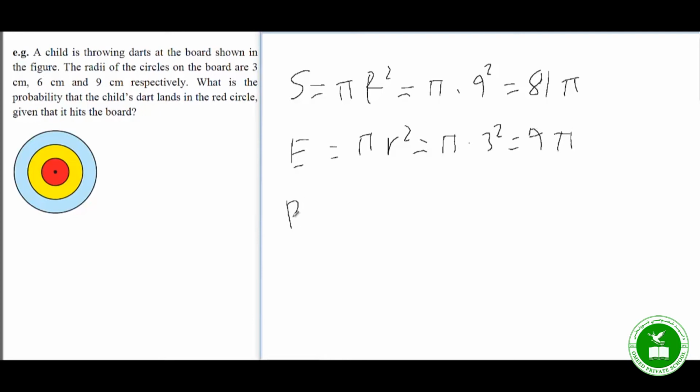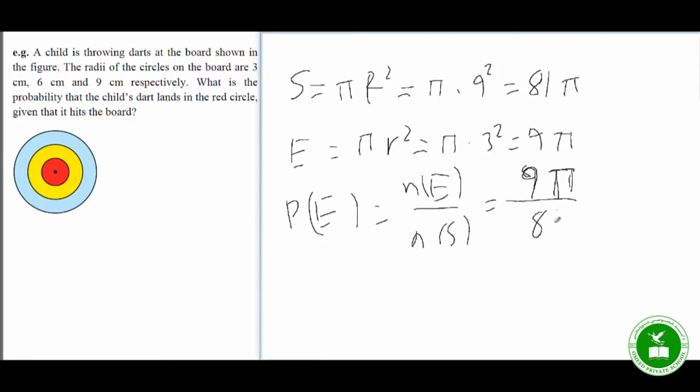So the probability for this event is equal to the area of the event over the area of the sample space, which is 9 pi over 81 pi. If we divide them, pi is cancelled by pi, and 9 with the 81, we get 1 over 9. So 1 over 9 is the probability of hitting the red circle.